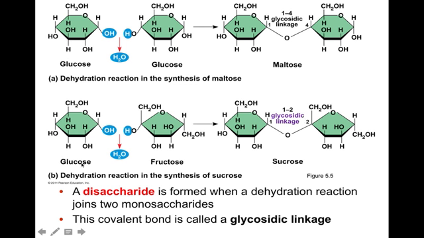Another disaccharide that you need to remember other than maltose is sucrose. It is made of glucose and fructose. Look at this, guys. This is dehydration again. You have to remember for the test that this is glycosidic linkage. Glycosidic linkage is the covalent bond between the monosaccharides.